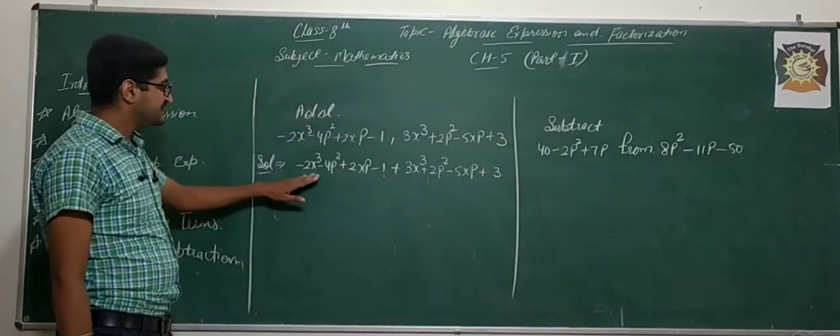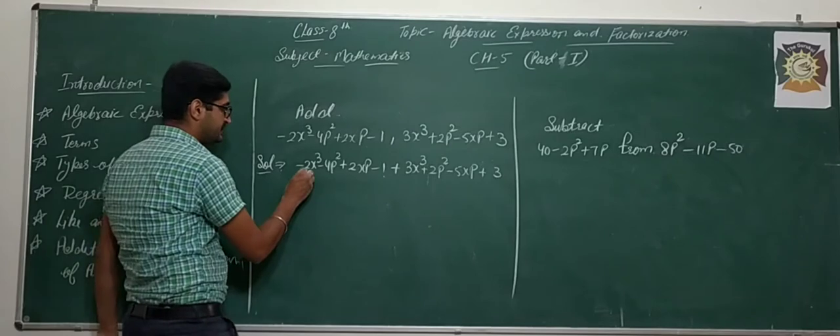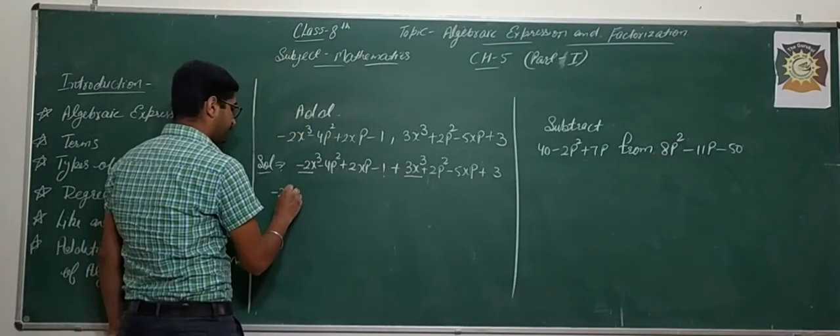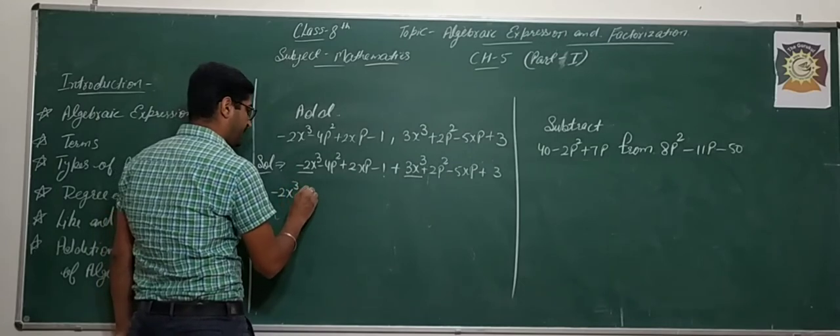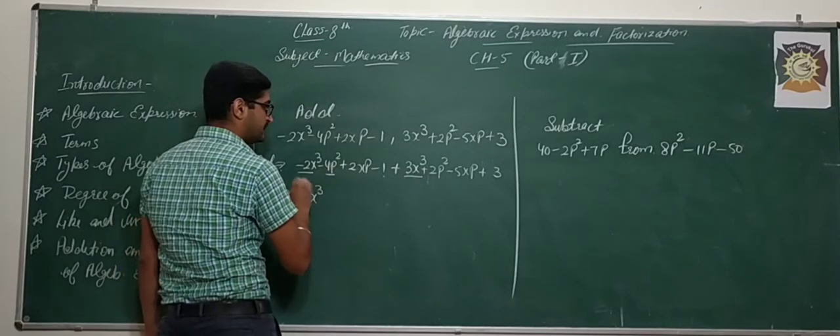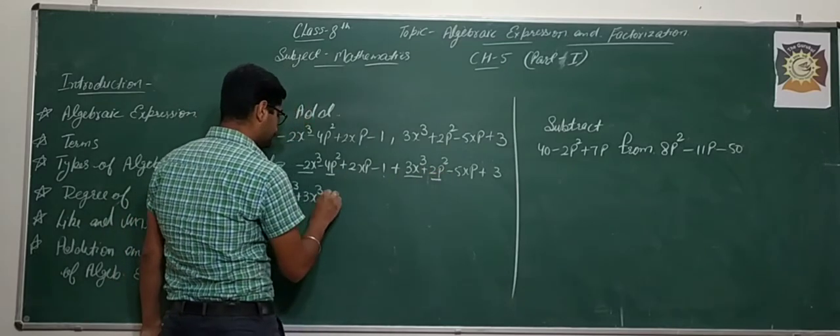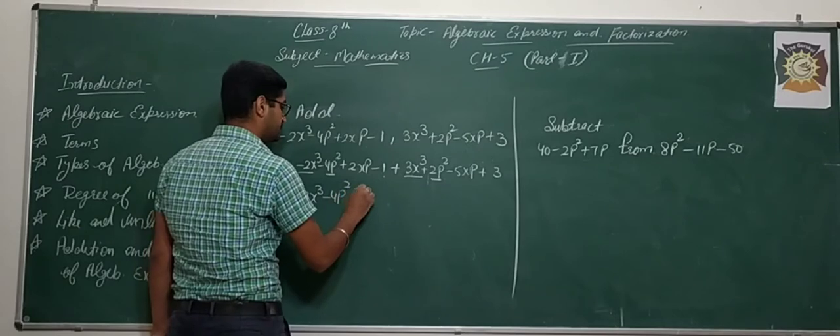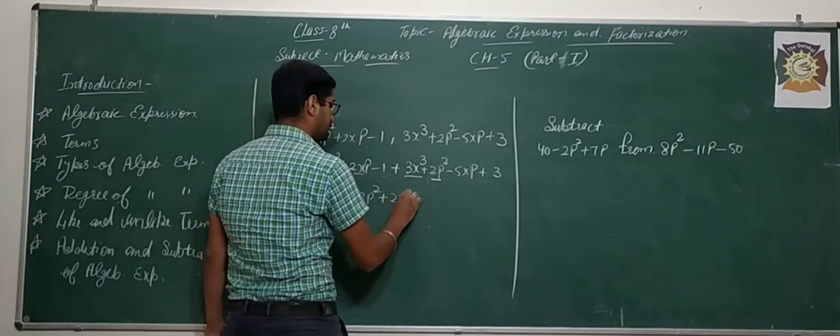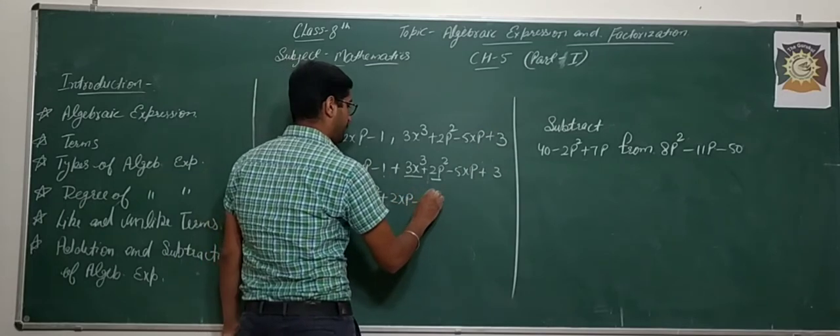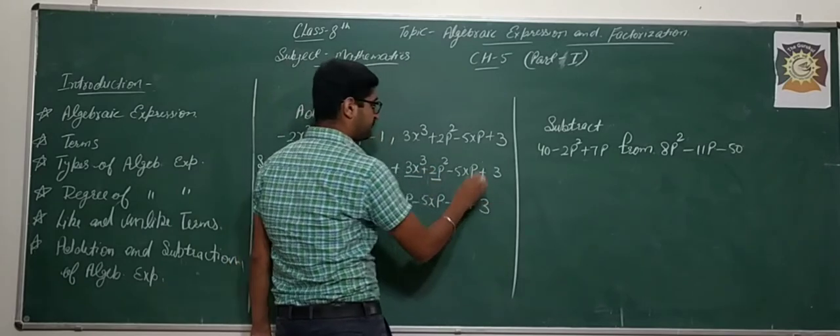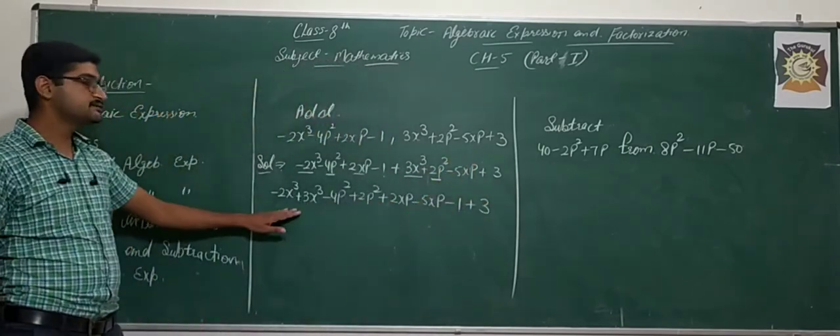Now check the like terms. You can see here this one and this one, these two are the like terms. So write it here in this form. After that, this one and this one are the like terms, so minus 4p square and plus 2p square. After that, plus 2xp and minus 5xp, minus 1 and plus 3, in this form.